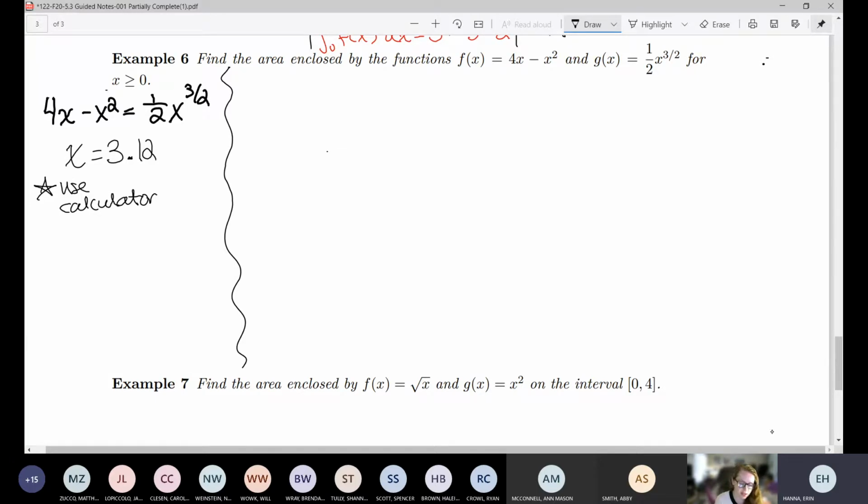Notice that the interval we're told is just x is greater than 0. We're not actually told where to stop. If you're not told where to stop, and this is included in that process that we wrote down the other day, you're going to stop at the intersection point. So essentially the interval we're going to work over is 0 to 3.12.